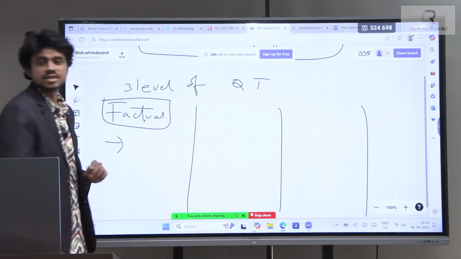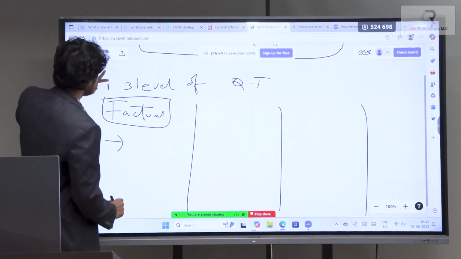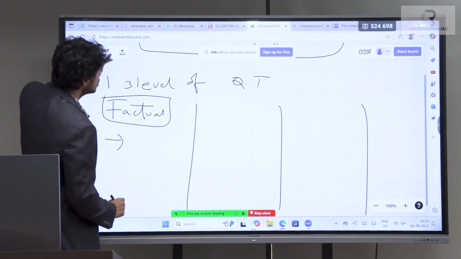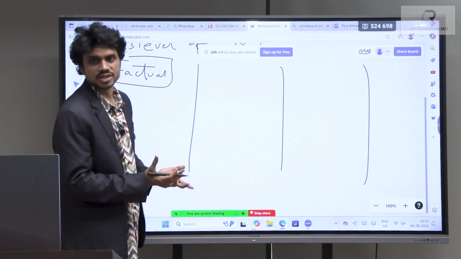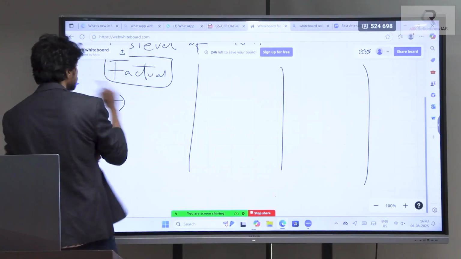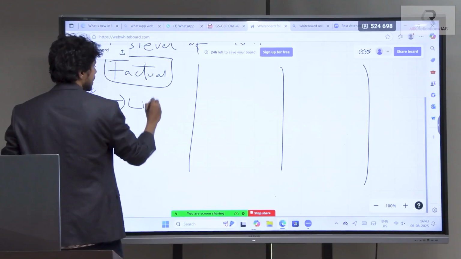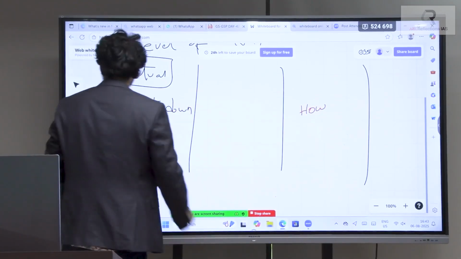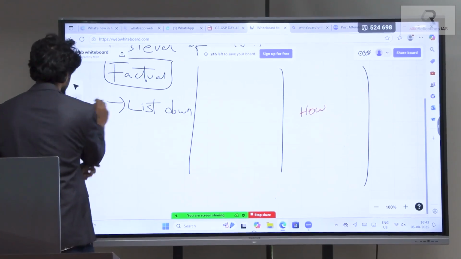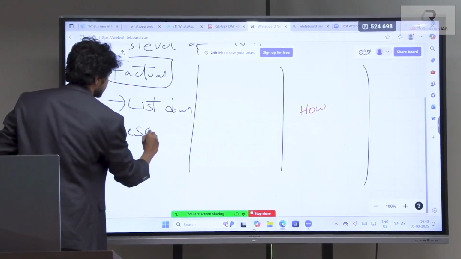If the question is asking to list down the concepts, they are asking simply for factual aspects, like list down the various details, list down the various taxes that have been clubbed under the GST. They are asking you totally factual information. So here what you will get is list down, describe.